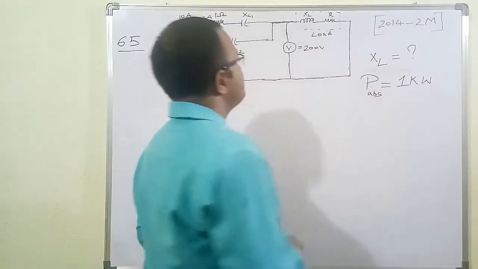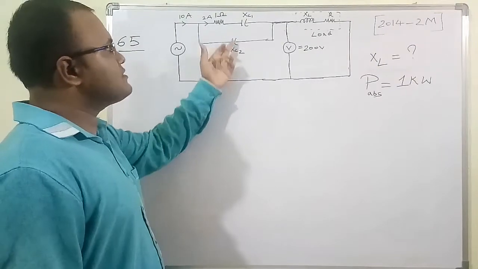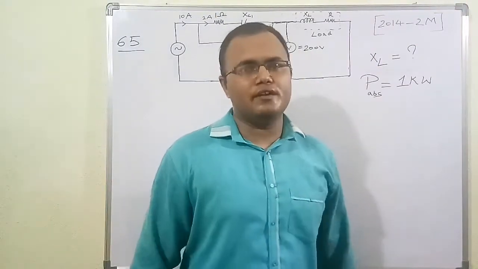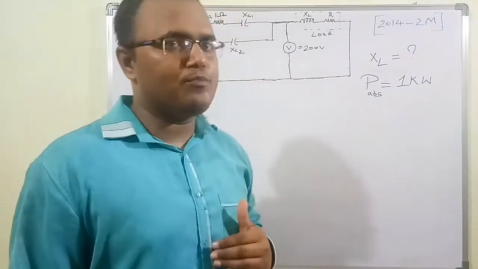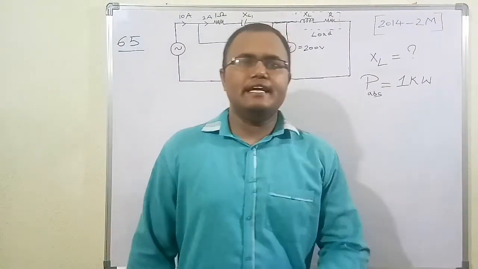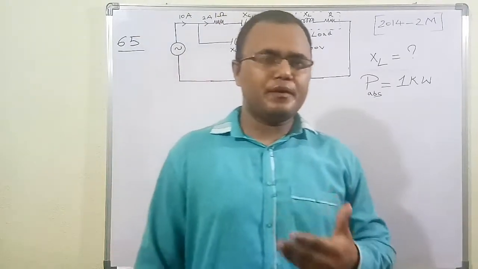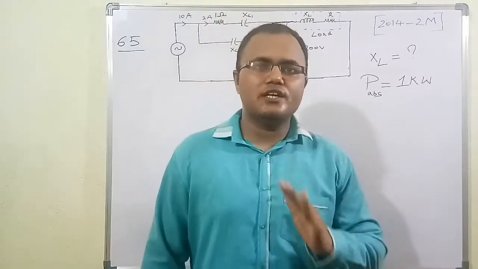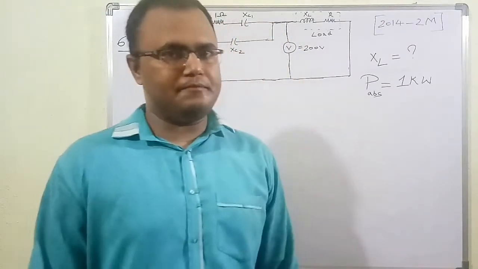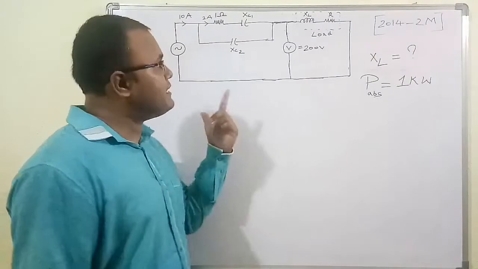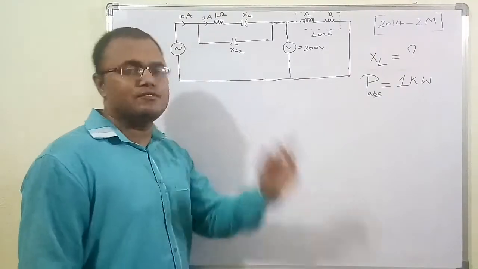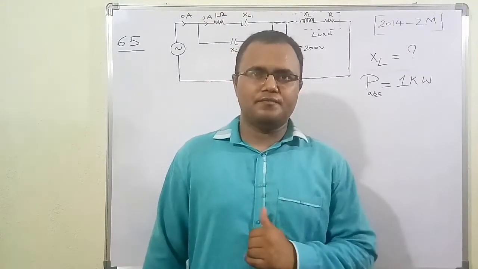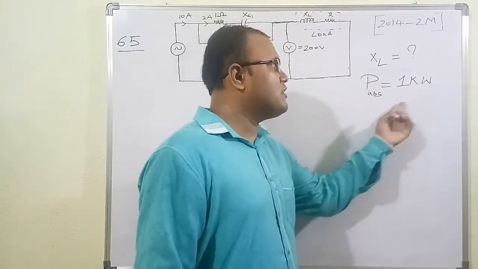Capacitors and inductors do not absorb any active power. They only absorb or deliver reactive power. Inductors absorb reactive power and capacitors deliver reactive power, but neither consumes any active power. So the remaining elements in the circuit are only resistors, and therefore the resistors consume the active power. This means the power absorbed is 1 kilowatt.